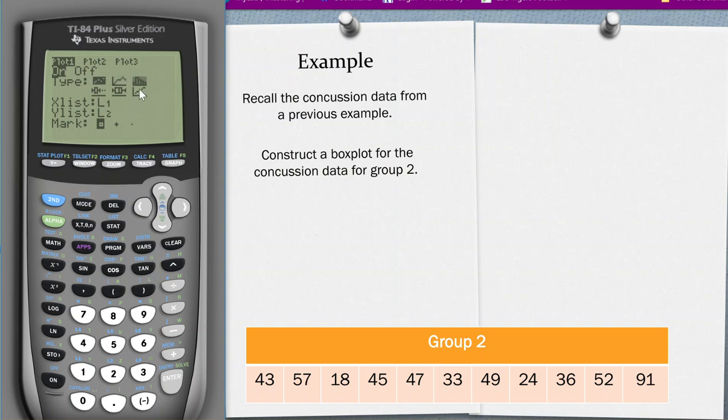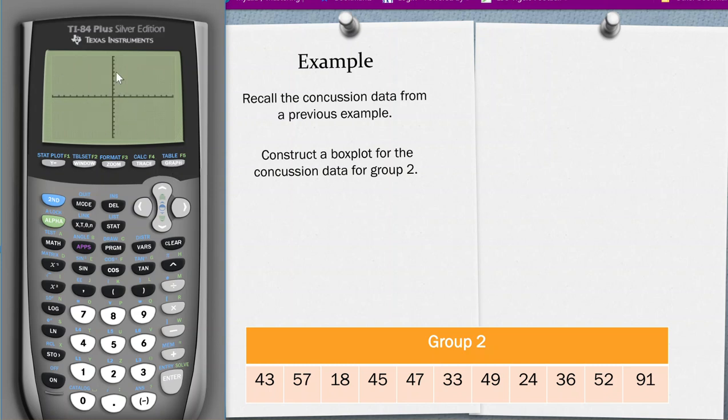Notice this is a histogram. This right here has a box plot with the little dots. That's the modified. This one doesn't have the dots. This is a skeletal. We always want to draw modified box plots in this class. It's going to ask you to set a list. Leave the list at L1, leave the frequency to 1, and you can change your mark if you want to. But once all this is set, you press the graph key.